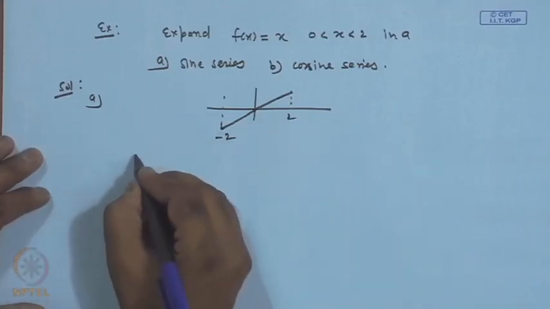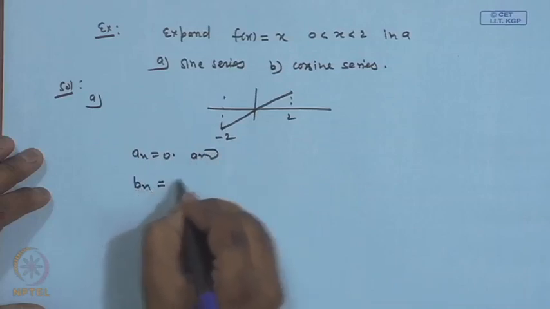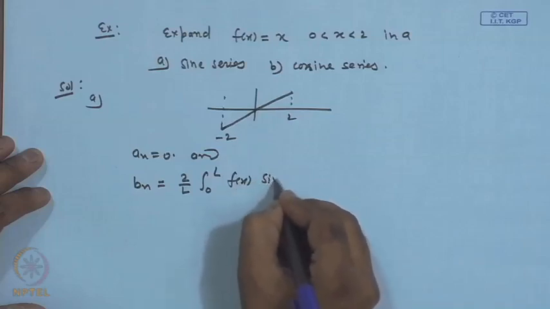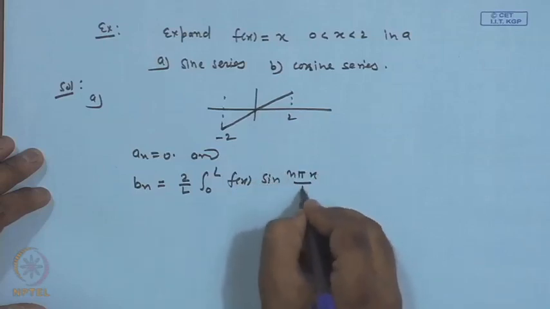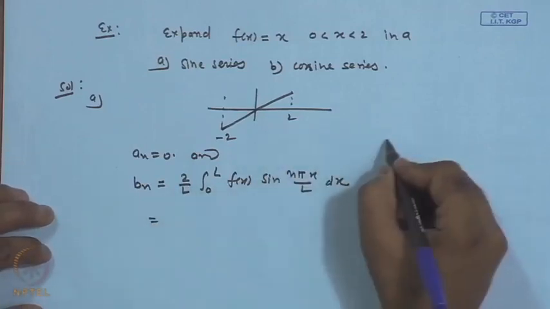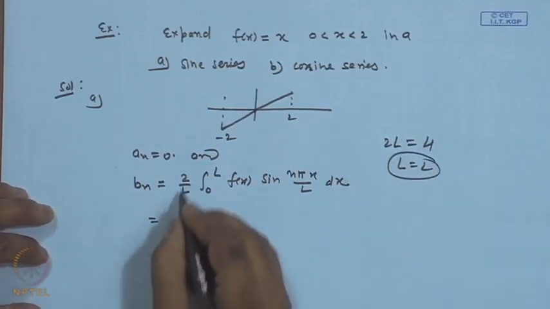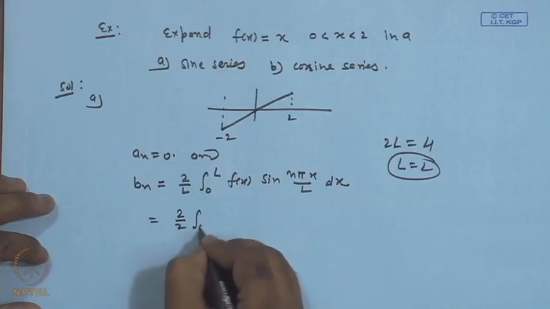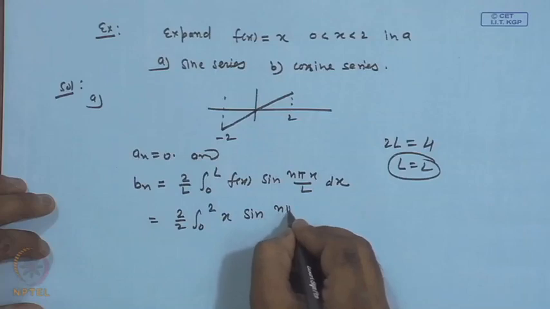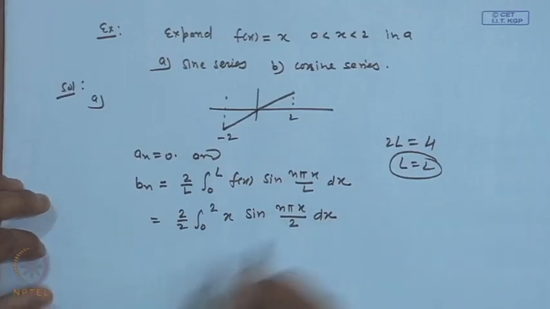So, in this case a_n will be 0 and b_n will be 2 over L, integral 0 to L of f(x) sin(n pi x over L) dx. So, 2 over 2, because our 2L is 4, so L is 2. So, we have 2 over 2, integral 0 to 2 of x sin(n pi x over 2) dx.